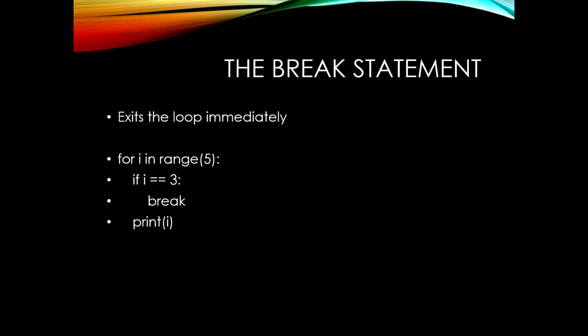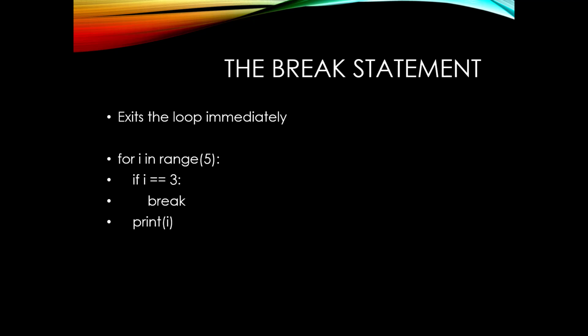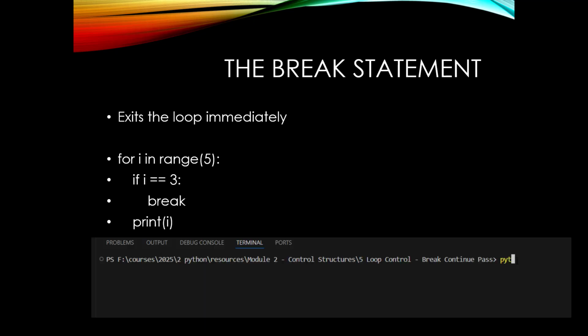Let's take a look at an example. For i in range 5, if i equals 3, break, print i. So what does it mean? It will never print 3. When the condition matches, it will exit the loop. Here it will print 0, 1, 2.